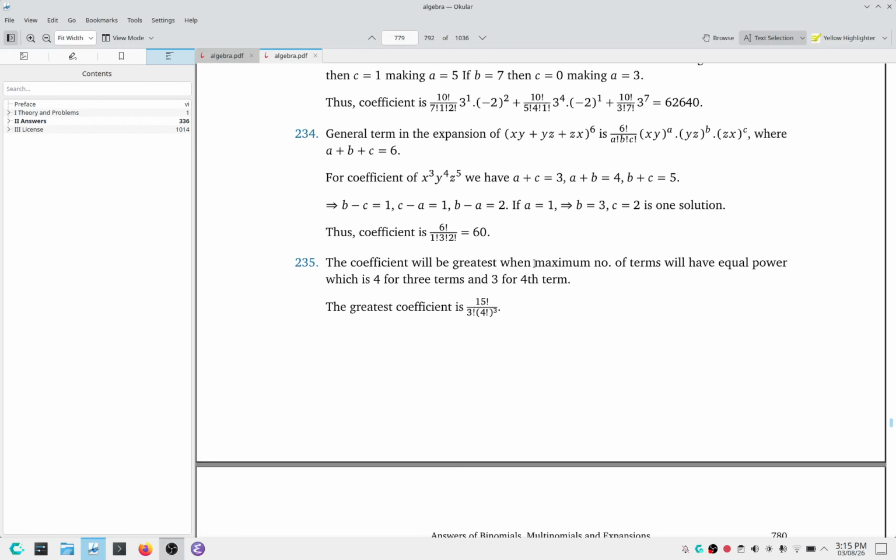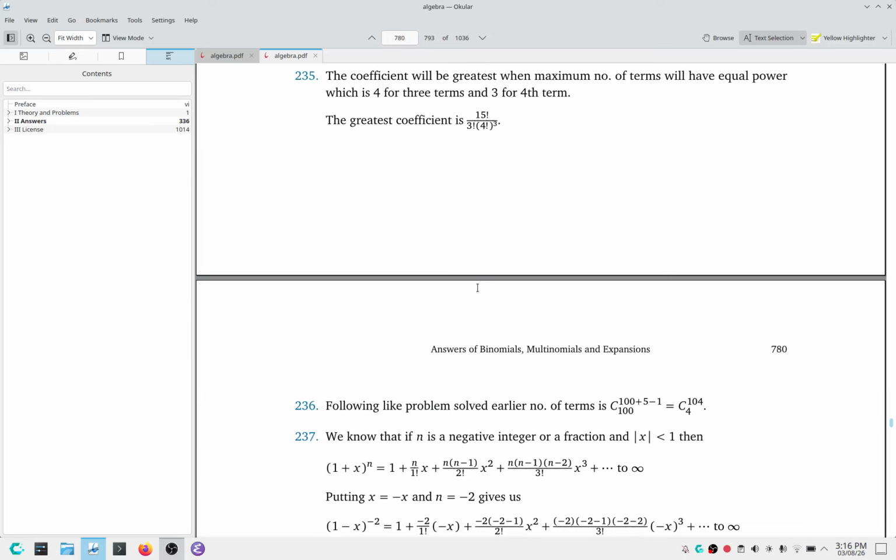Question 235 says: find the greatest coefficient in (w plus x plus y plus z) to the power 15. The coefficient will be greatest when the maximum number of terms have equal power, which is 4 for 3 terms and 3 for the 4th term. So the greatest coefficient is 15 factorial divided by 3 factorial times 4 factorial cubed.